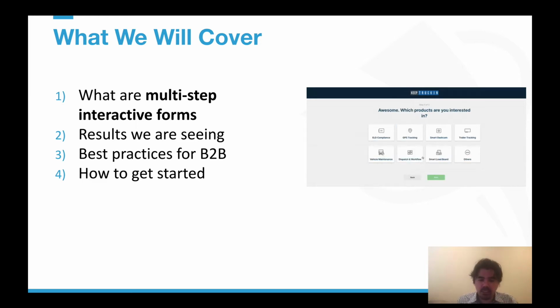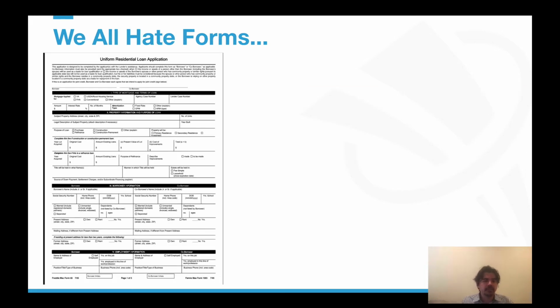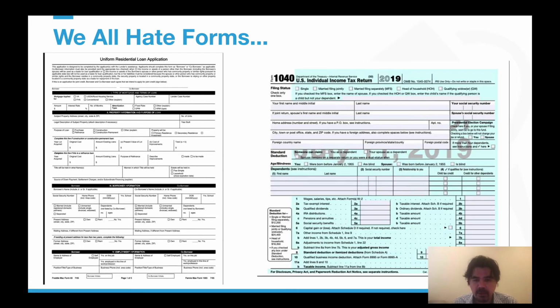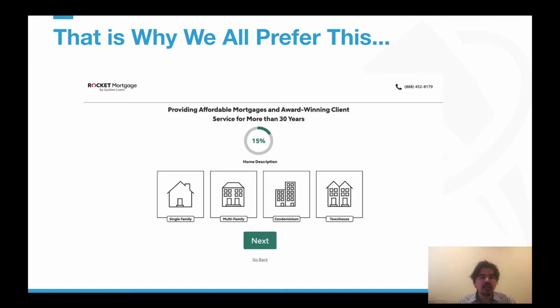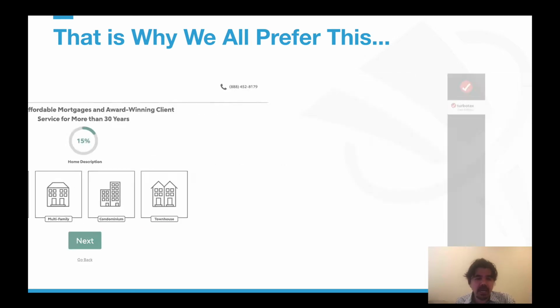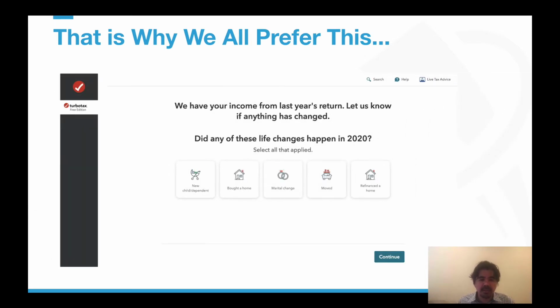First off, let's all recognize that we all hate forms, right? Whether it's a mortgage application or a tax form, it's something we prefer not to do. And the providers know this, and that's why it's very hard today to complete a mortgage application online without going through a multi-step experience like we see here. Or as we all know with taxes, TurboTax and others have made step-by-step guided questions the standard experience. And we all like it, and we prefer this.